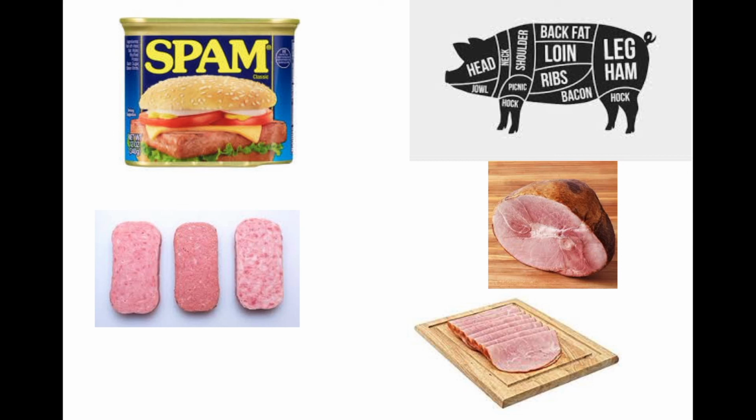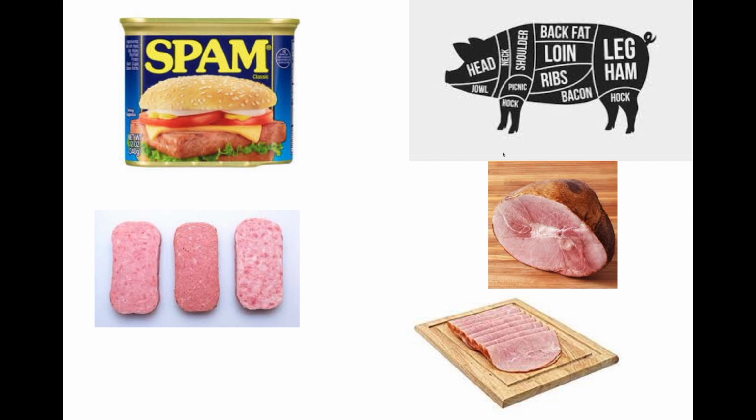On the left-hand side, this is a can of spam, and I believe you can still buy this now in the supermarket. I've only had it once in my life. Some people like it. It wasn't my thing. But if you take it out of the can, it comes in the shape of the can, and you slice it. Some people slice it and make sandwiches. Some people cook it and make a meal out of it. And this is what it looks like when it's sliced.